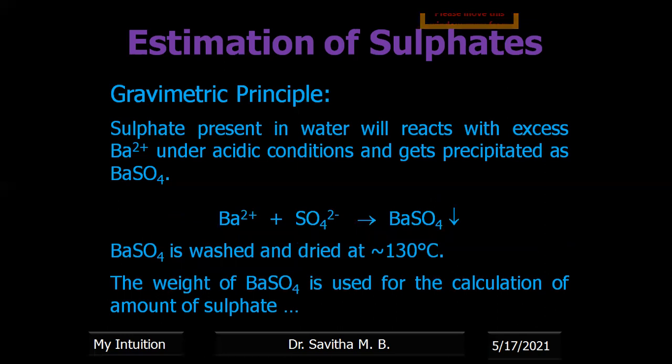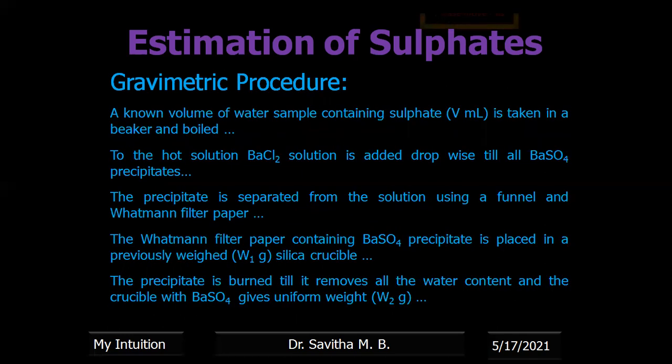Now the sulfate present in the water will be precipitated out as barium sulfate. For this, a known volume of water sample containing sulfate is taken in a beaker and it is boiled. To the hot solution only, barium chloride solution is added drop by drop until all the barium sulfate precipitates out. The precipitate itself is barium sulfate. The precipitate is then separated from the solution using a funnel.